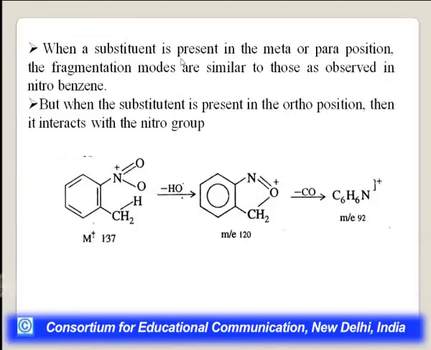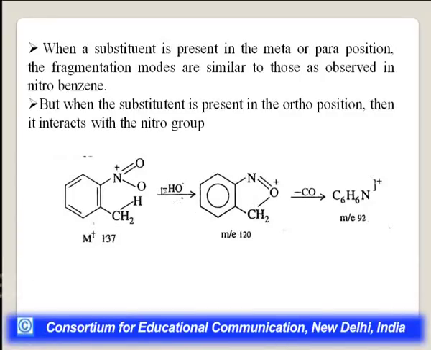When a substituent is present in meta or para position, the fragmentation modes are similar to those observed in nitrobenzene. So no differences there, but when the substituent is present in the ortho position, then it interacts with the nitro group. Here you can see the nitro group is present in ortho position with respect to this group, that is methyl group. Here you can see a different fragmentation pattern will be observed.